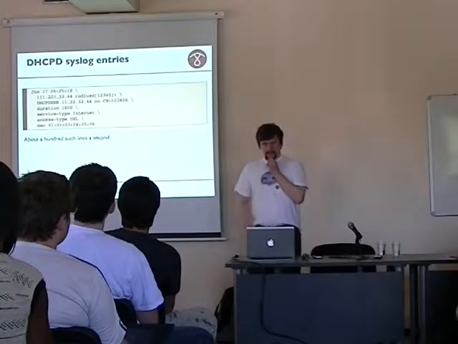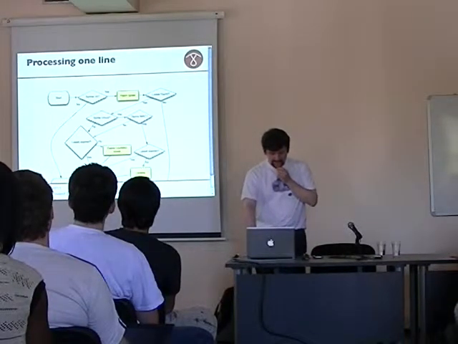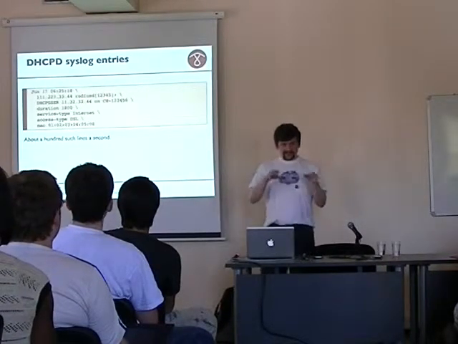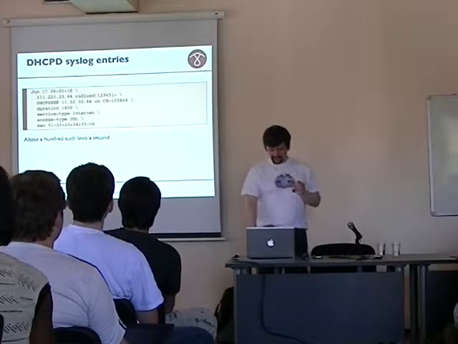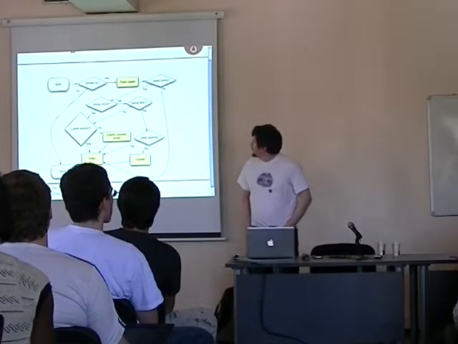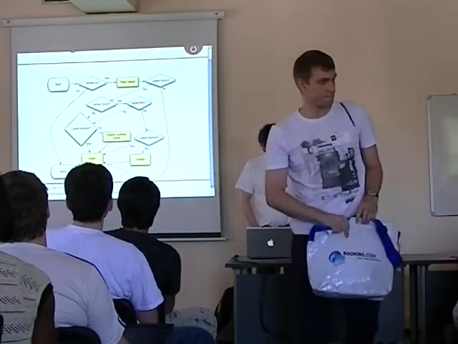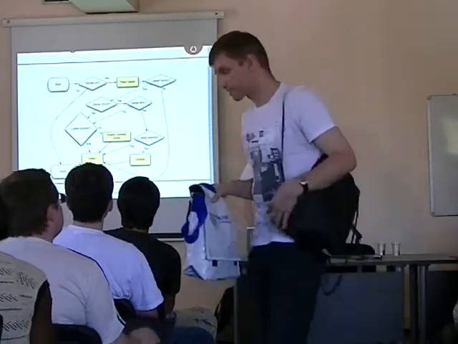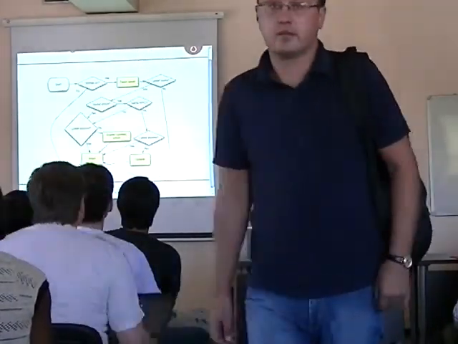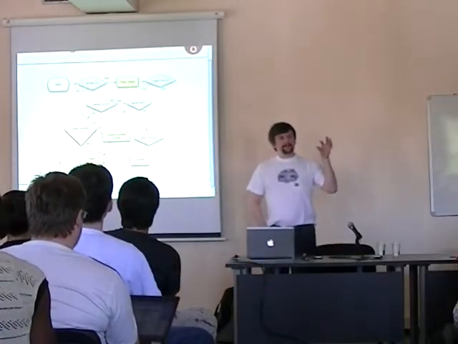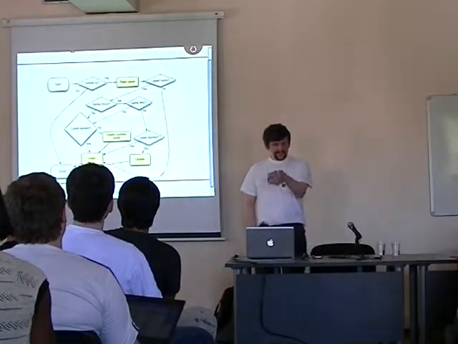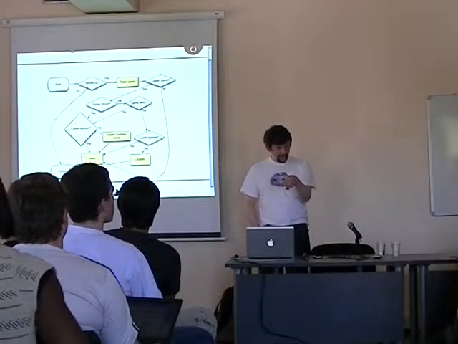To process one line of this log basically involves the following. So first of all, we validate the line and see whether it is actually a valid DHCP allocation or whether it's something else, in which case we just ignore it. And if it is a valid one, then we immediately go to the database and fetch the latest lease given out on that particular IP address, right?